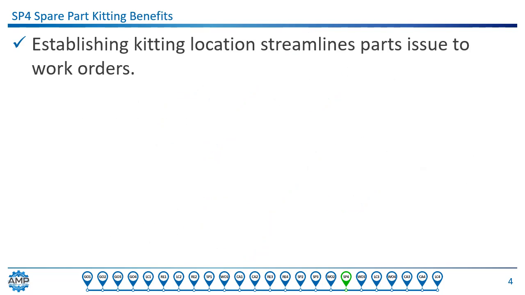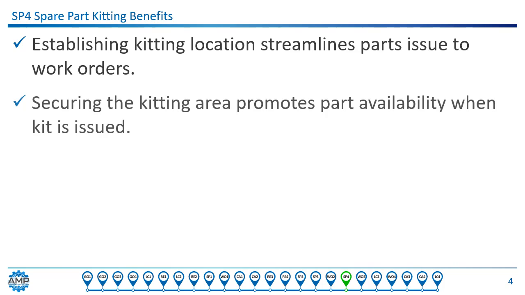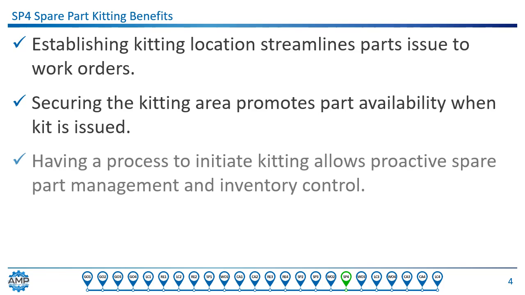There are several benefits associated with spare part kitting. Establishing a kitting location streamlines parts issues to work orders. The technicians always know where to go to find parts for their assigned work. No more hunting around in the storeroom. Securing a kitting area promotes part availability when the kit is issued. Securing the area ensures that the temptation to swipe the parts reserved for a job is reduced or eliminated.